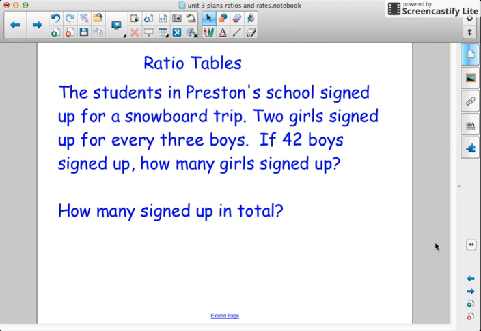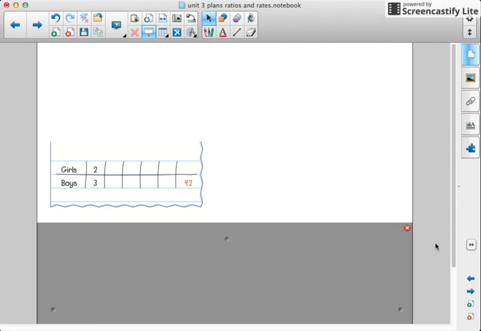And you could find out how many signed up in total. So first we're going to try to find how many girls. So if you set up a ratio table like this, where you put the ratio of 2 girls to every 3 boys, we know that in total there's 42 boys, so we need to find out how many girls. So there's different ways of doing that. You could try to figure out what would I multiply 3 by to get 42. And I could multiply that same number by this.